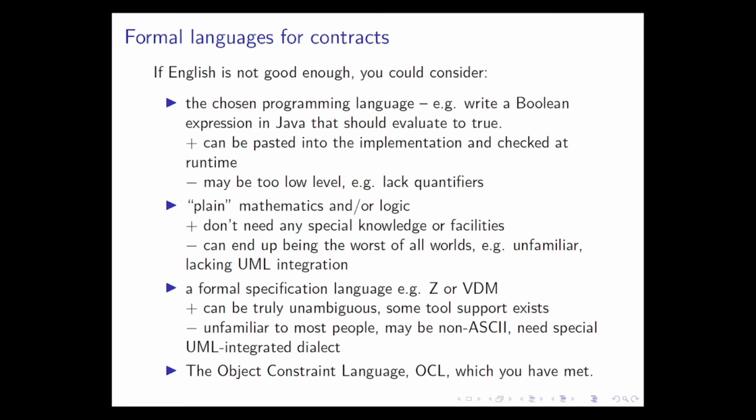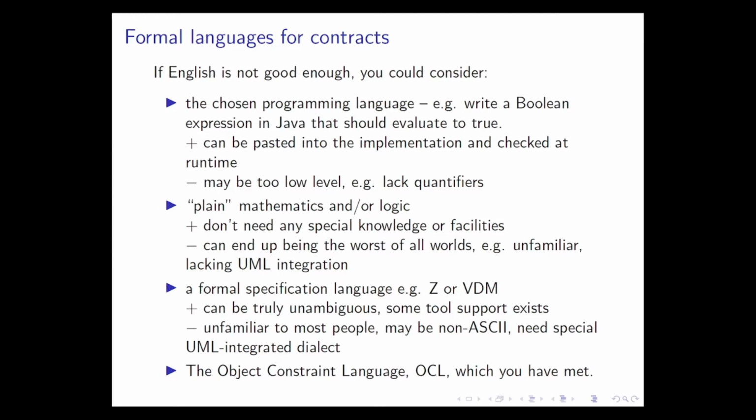These can be truly unambiguous, and there is some tool support for them. But they're unfamiliar to most people, and therefore not only may people who have to read the contracts find it difficult to do so, but also there's unfortunately a strong possibility that people who have to write the contracts will make mistakes. And if there's one thing worse than not having a contract, it's having a contract with a bug in it. There can be some non-ASCII considerations, and integration with UML is kind of a problem. You may need a special UML-integrated dialect.